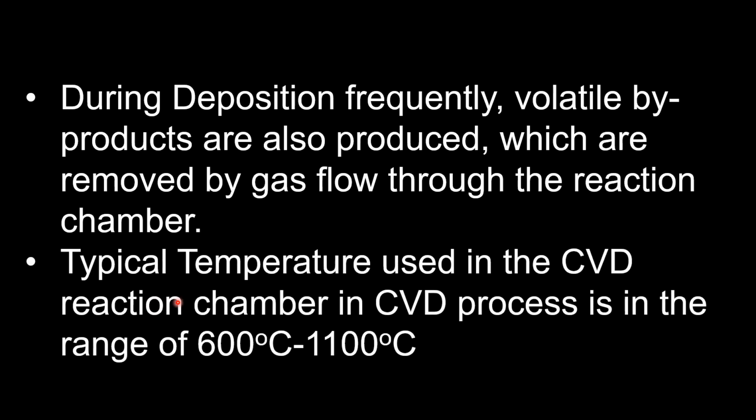Please note that the chemical reaction usually taking place in a CVD system is in the temperature range of 600 degrees centigrade to 1100 degrees centigrade. So the temperature of the reaction chamber in CVD systems is in the range of 600 to 1100 degrees centigrade. This means that the CVD process is a high temperature process. Basically, you produce thin films, nanoparticles, nanorods or nanowires in the CVD process at higher temperature.